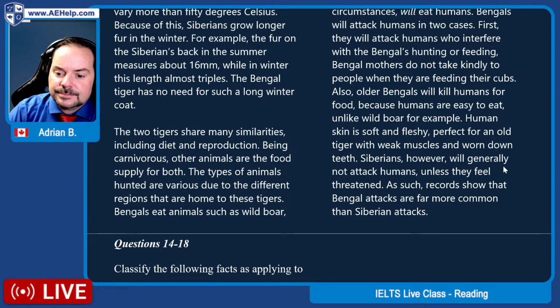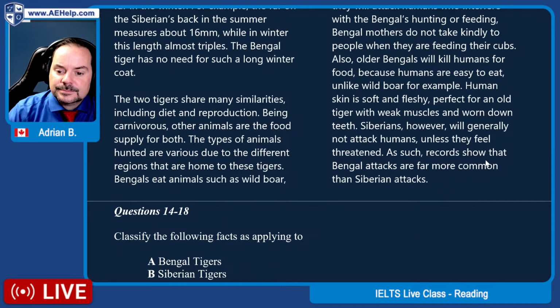Siberians, however, will generally not attack humans unless they feel threatened. As such, records show that Bengal attacks are far more common than Siberian attacks.